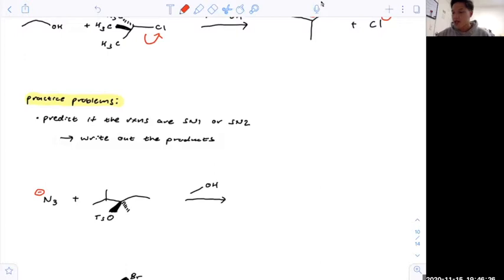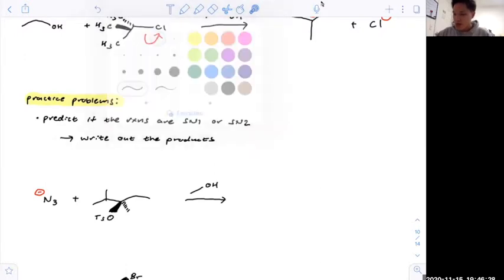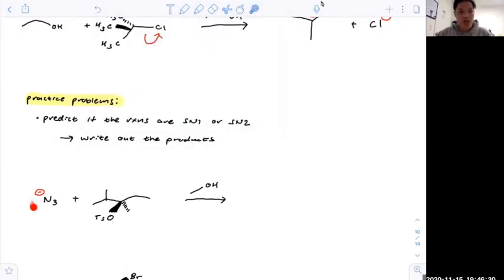So here we have nitrogen with a negative charge. We call this an azide ion. This is a good nucleophile, right? If we follow the nucleophilicity rules, it's to the left of the periodic table. It has a negative charge and it's good.